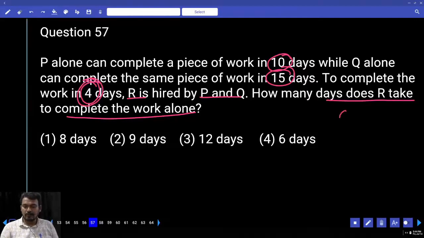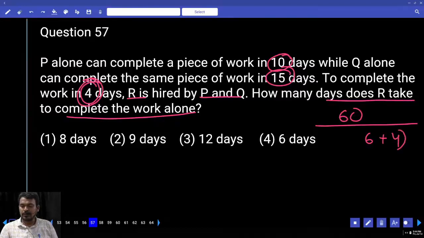60. Means total work is 60 parts. 10, how many times? 6 times. 15, 4 times. 6 plus 4 means it is the efficiency of P and Q only. And what is the PQR time? 4 days. Then the PQR efficiency is 15 parts. In that, the P and Q efficiency is 10 parts. 15 minus 10, we get R's efficiency. Okay, 60 by 5. How many days? 12 days, sir.